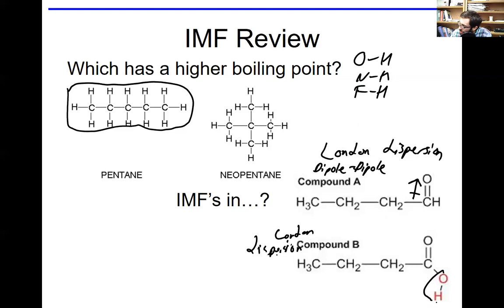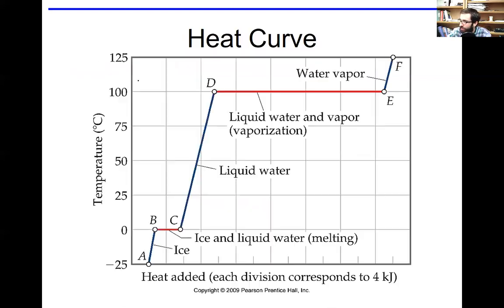In red here, you can see the hydrogen bond for compound 2. So that's going to have all 3. It's going to have London dispersion, dipole-dipole, and hydrogen bonding. All right, so that's that one.